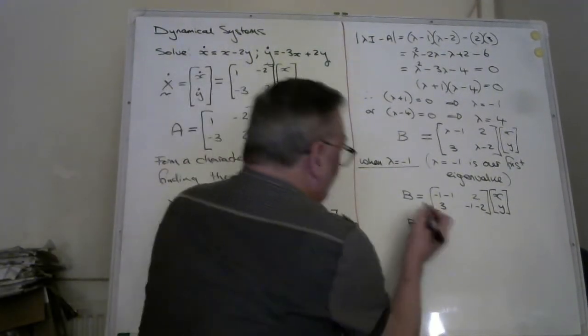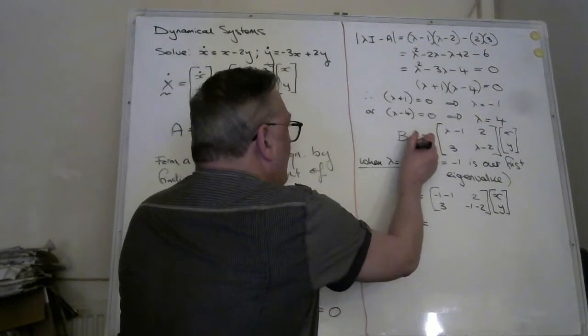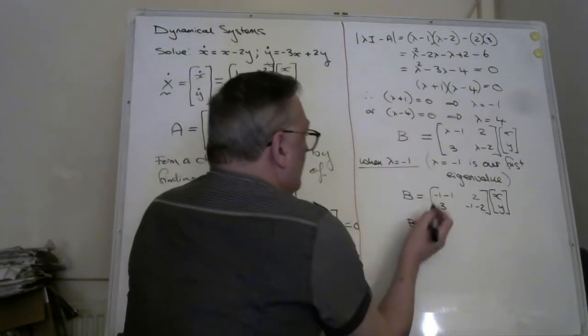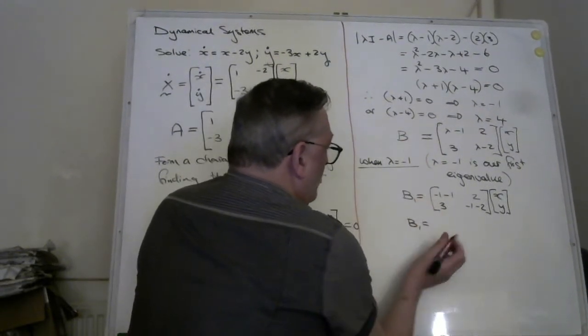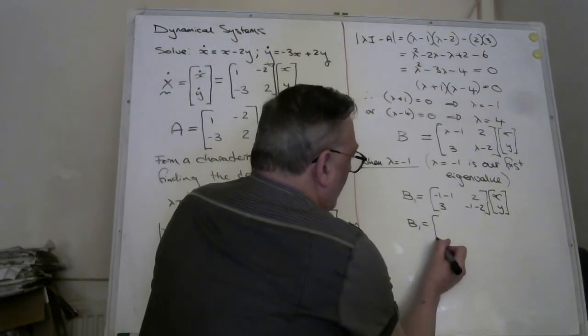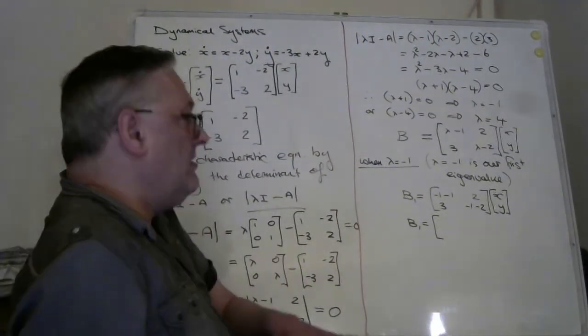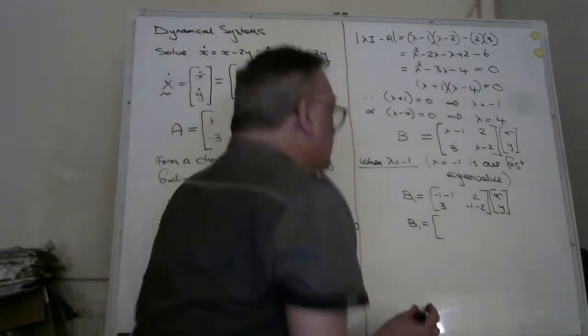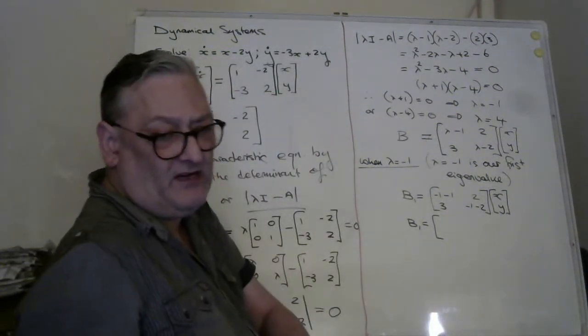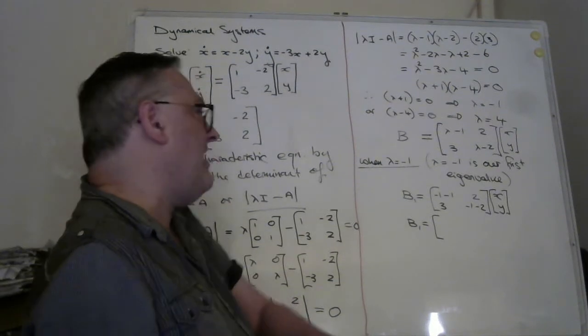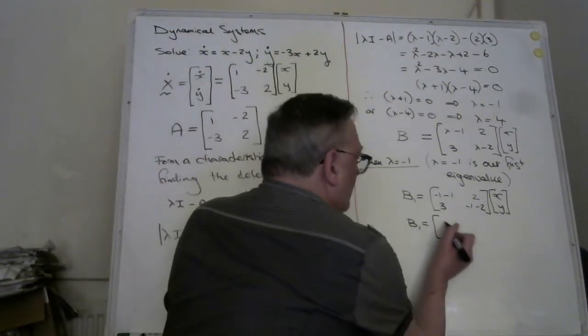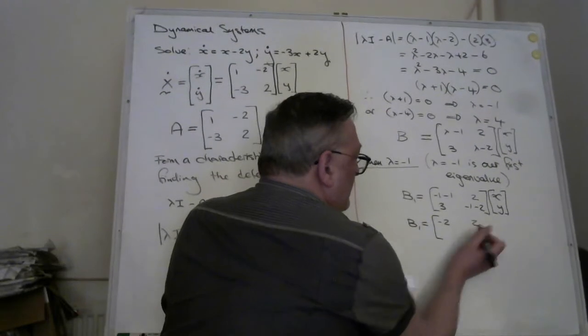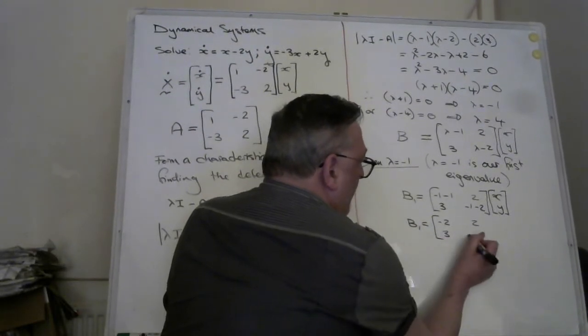Right, so B becomes, in fact, I'm going to call this B1, because it's different depending on which eigenvalue you resubstitute. And I probably didn't do this in the last video, but hopefully you got the gist of it there anyway. So this becomes minus 2, 2, 3, and minus 3.